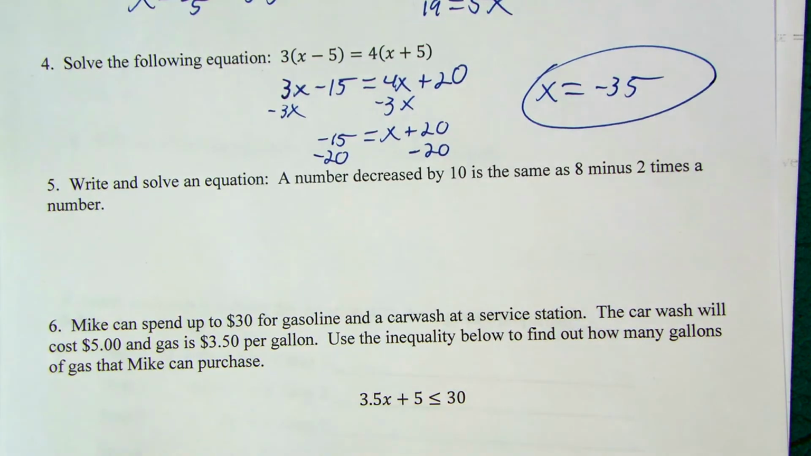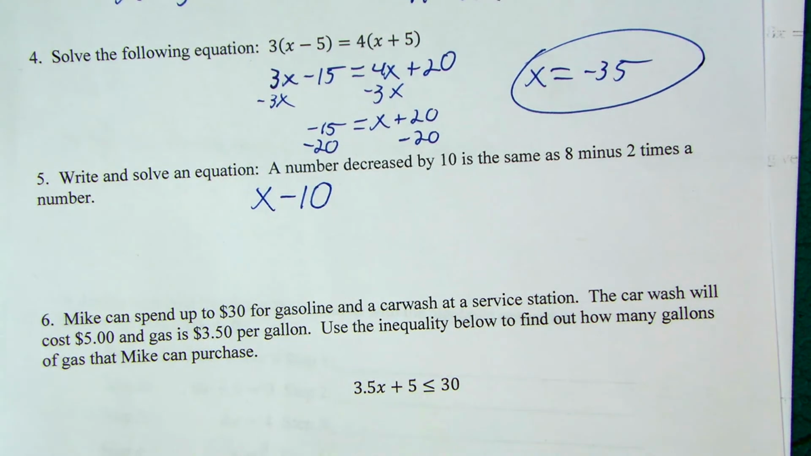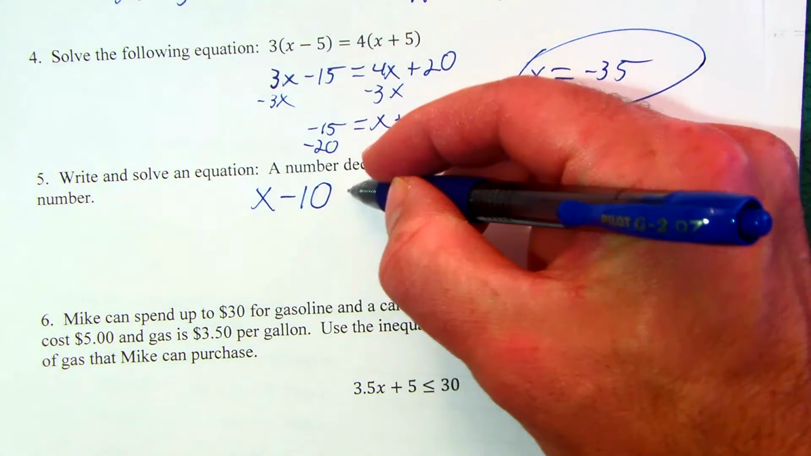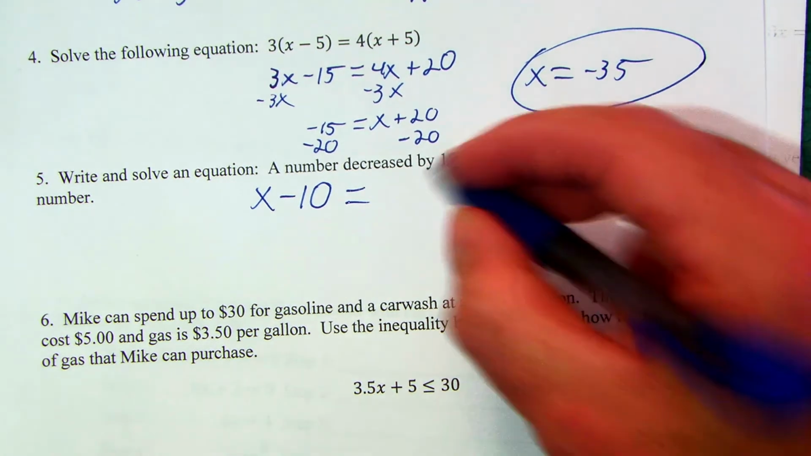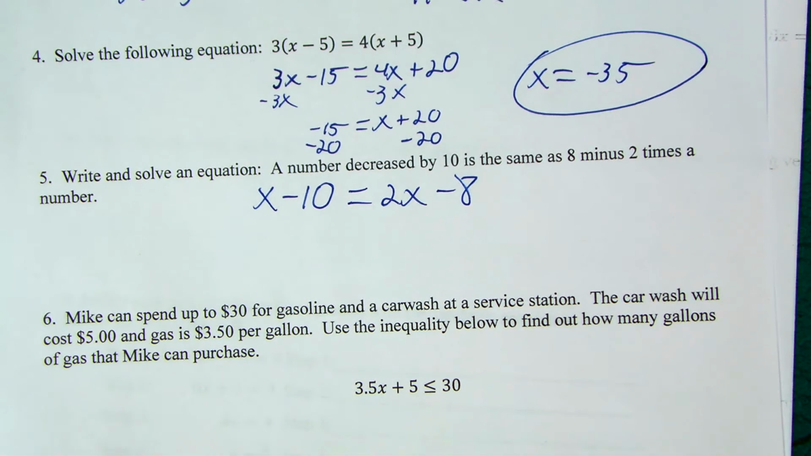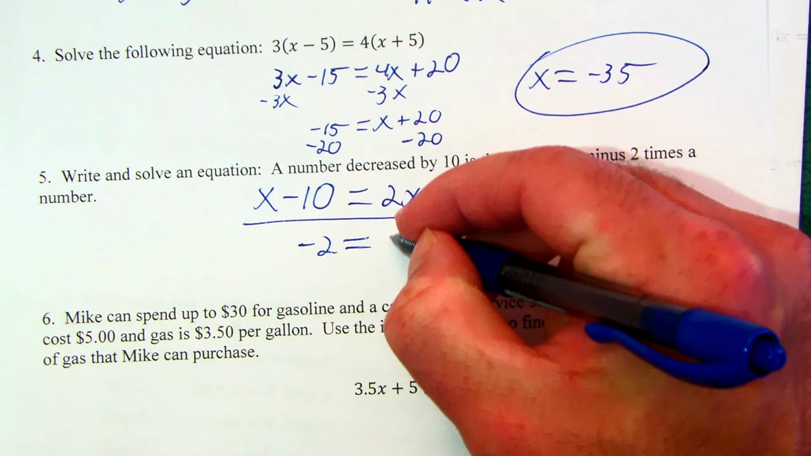Number 5, a number decreased by 10 is the same as 8 minus 2 times a number. So a number decreased by 10, that's just going to be x minus 10. A number decreased by 10 is the same as 8 minus 2 times a number. So 2 times a number is 2x. Take away 8 from that. So there's our equation we got to solve then. That's going to be negative 2 is equal to x.